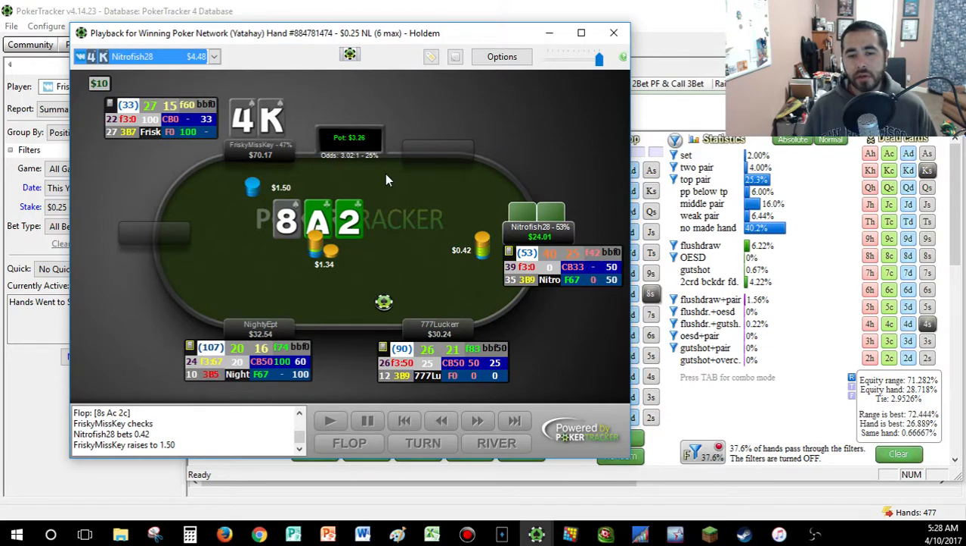Possibly those middle pairs, or just super weak aces that are just not comfortable, even though he has position on us right here. And if he has an ace, he has an ace blocker. There's only 2 aces left. There's not many that we can have if he has the ace.